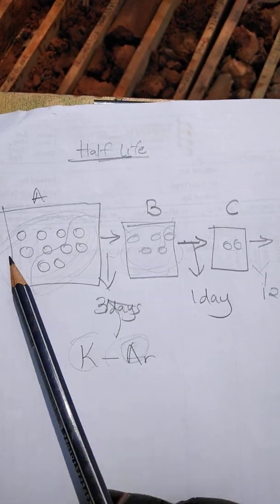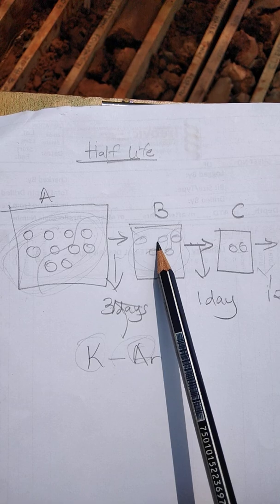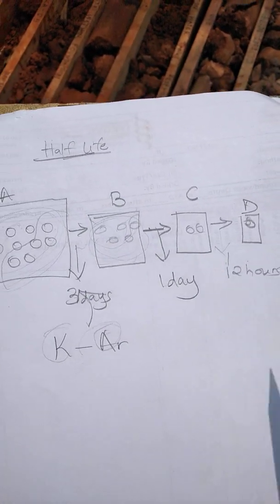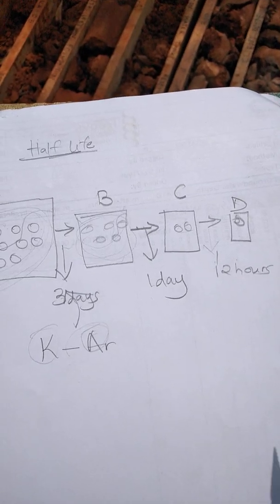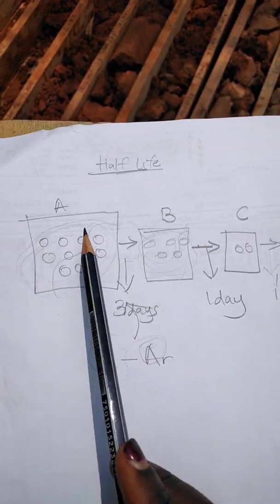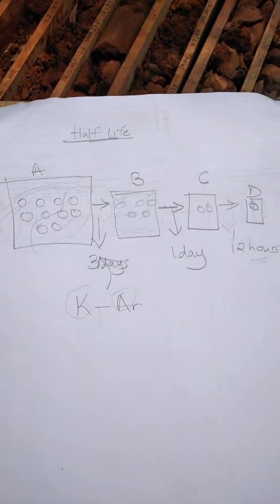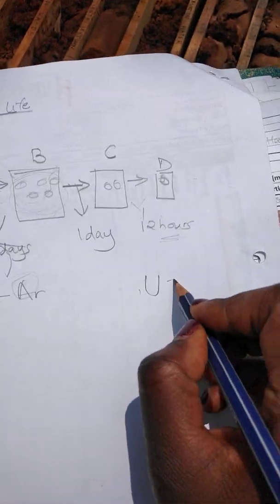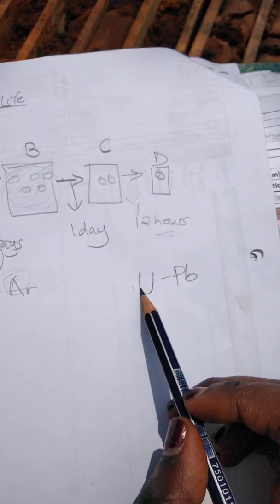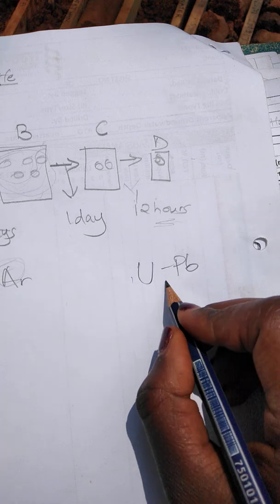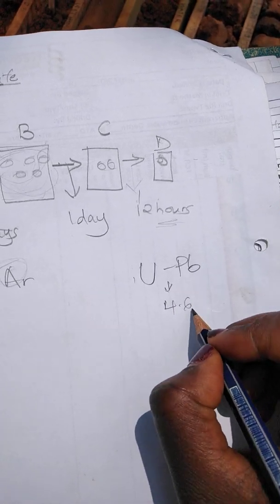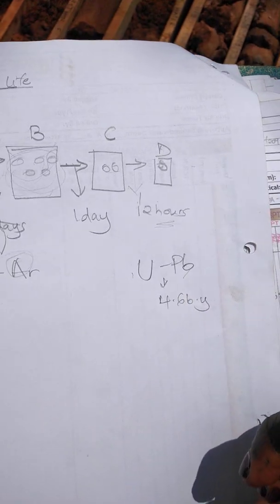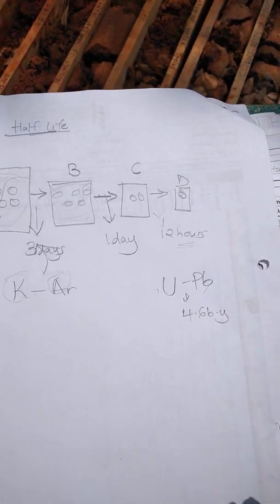And the half-life of A is 3 days. The half-life of B is 1 day. And the half-life of C is, no, 12 hours. And this is actually a reaction. It can go on and on. So say for instance, like we started with, uranium-lead, the half-life of uranium is 4.6 billion years to become the stable isotope lead. And that's basically the concept of half-life.